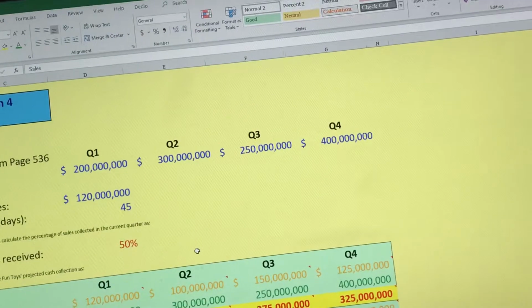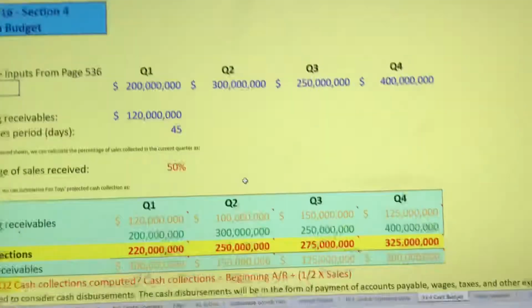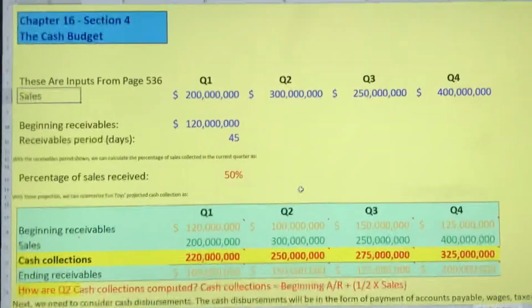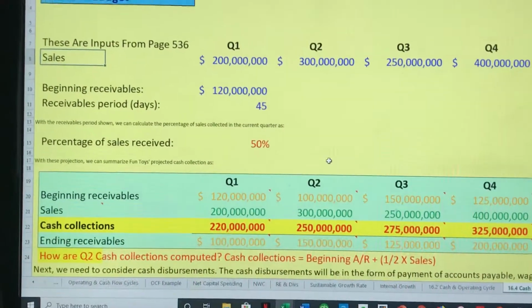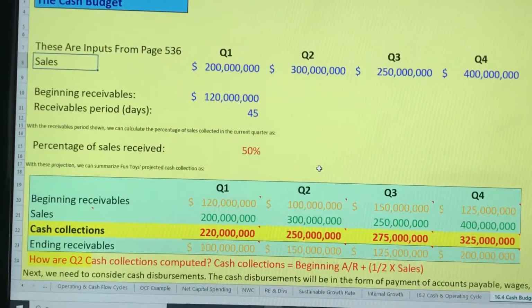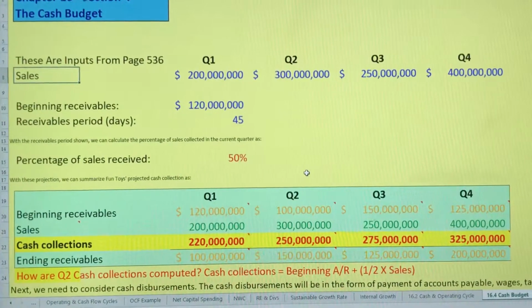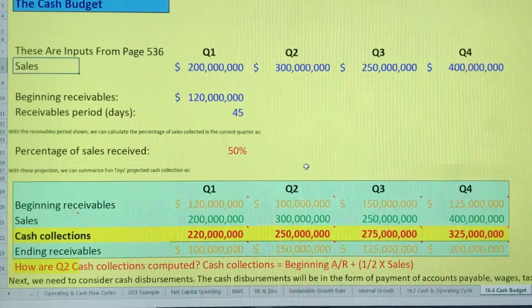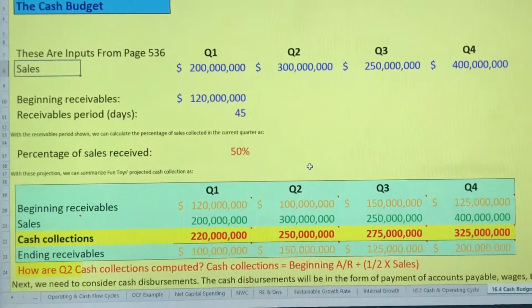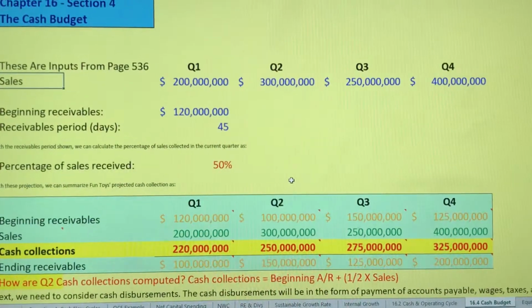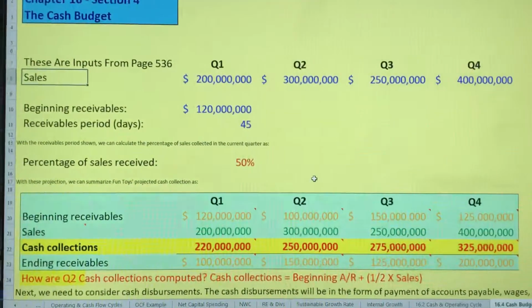This starts out on page 536 in your textbook, and basically the example provides a cash budget for a company that is using cash budgeting to manage receivables and payables. So the way this works is typically you'll have a quarterly sales forecast, and that is what's in row 8. 200 million for Q1, 300 million for Q2, 250 for Q3, and 400 million for Q4.